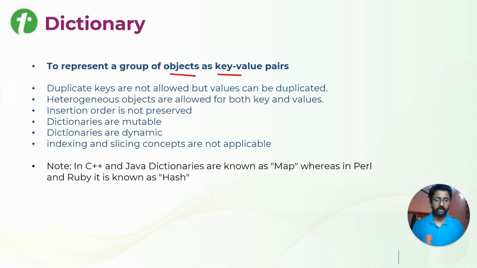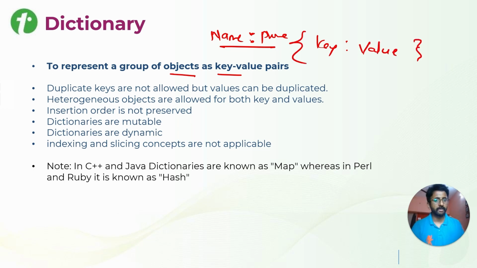For example, you must have seen the phone book dictionaries, wherein there is a name and then we have phone numbers, right? Similarly, these are the key colon value pairs which are inside opening and closing curly braces. We call it a dictionary. Here duplicate keys are not allowed, but values can be duplicate.